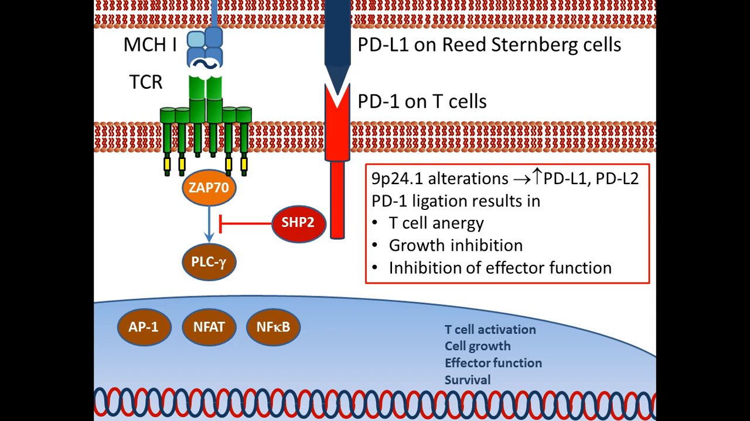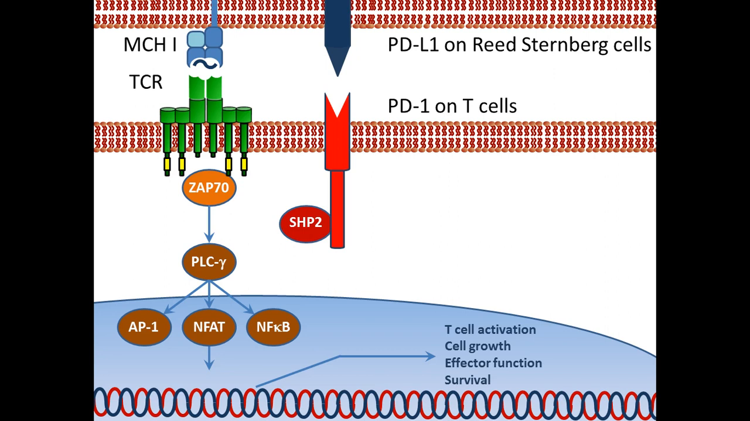Hodgkin's expresses it on the Reed-Sternberg cells, of course, because that's the malignant cell. And in Hodgkin's, genetic testing shows that the majority of these patients have different 9p24.1 alterations, which can be duplication or increased expression. And this results in increased PD ligand 1 and PD ligand 2, and this ligation results in T cell anergy, growth inhibition, and the inhibition of effector function. So essentially, PD ligand 1 on Reed-Sternberg cells is a don't kill me signal. It turns off infiltrating T cells.